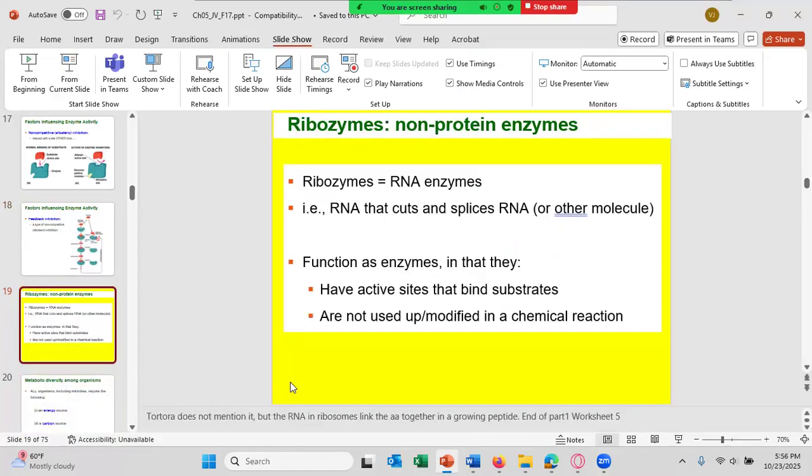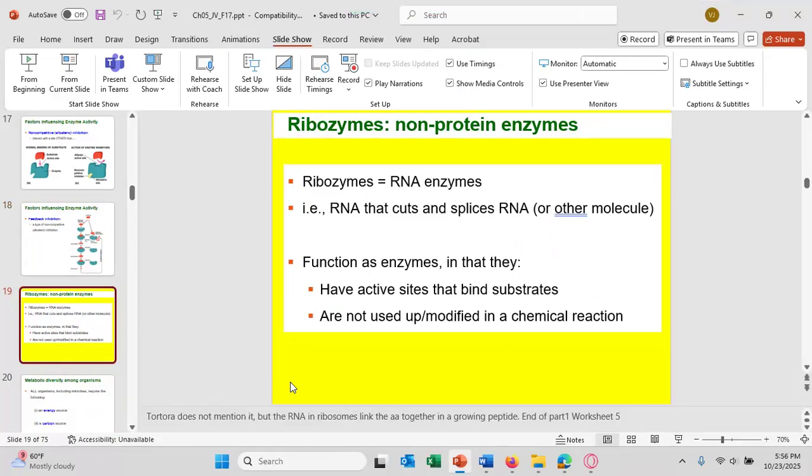All right, let's talk about the RNA enzymes. As I mentioned, most enzymes in a cell are protein. The vast majority are protein. But there are some enzymes which are made of RNA, and they have a special name. They're called ribozymes for an RNA enzyme. This ribozyme is a piece of RNA that cuts and splices RNA or some other molecule. This RNA molecule functions as an enzyme, and they actually have an active site that binds to the substrate.